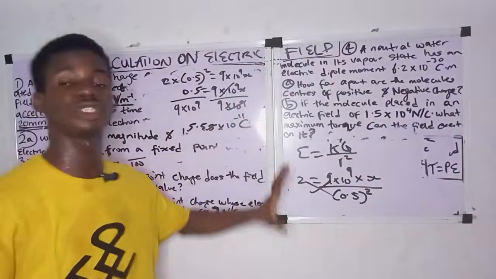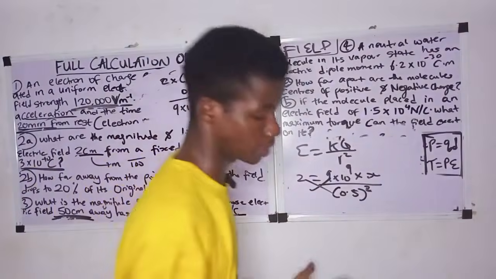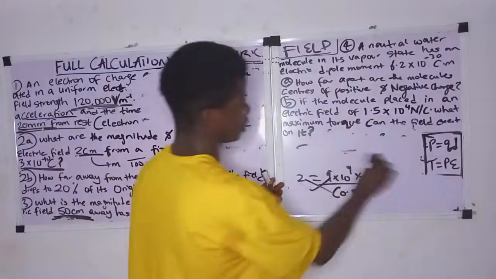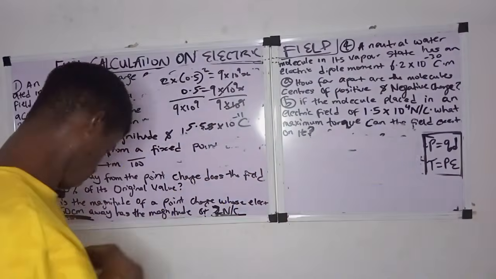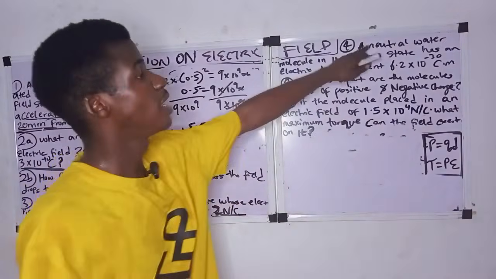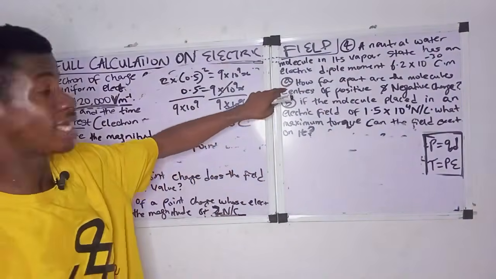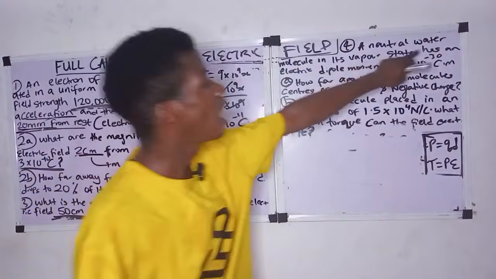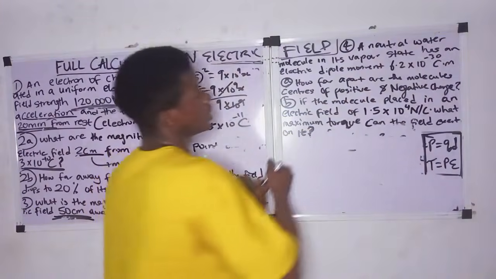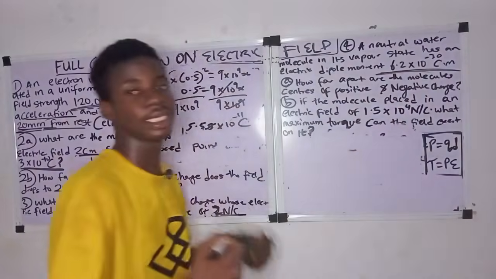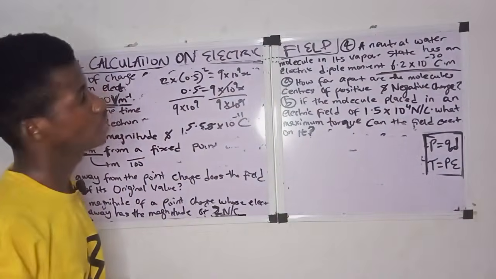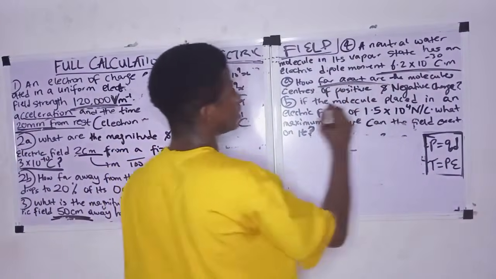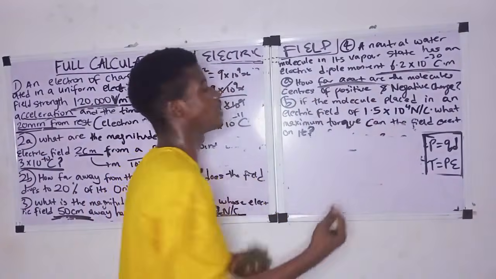Okay, now let's move to the next question, which is question 4. Let's continue the last part of this calculation. In question 4, they're asking us to calculate. Question 4 is divided into two parts, part A and part B. They said a neutral water molecule in its vapor state has an electric dipole moment of 6.2 times 10 raised to power minus 30 coulomb meter. Now they ask how far apart are the molecule centers of positive and negative charge.